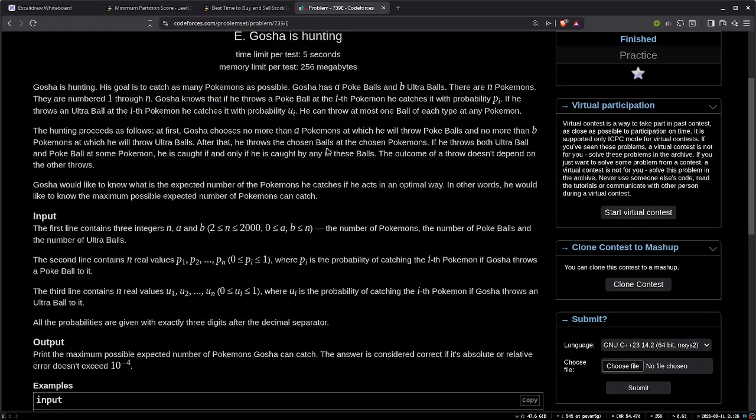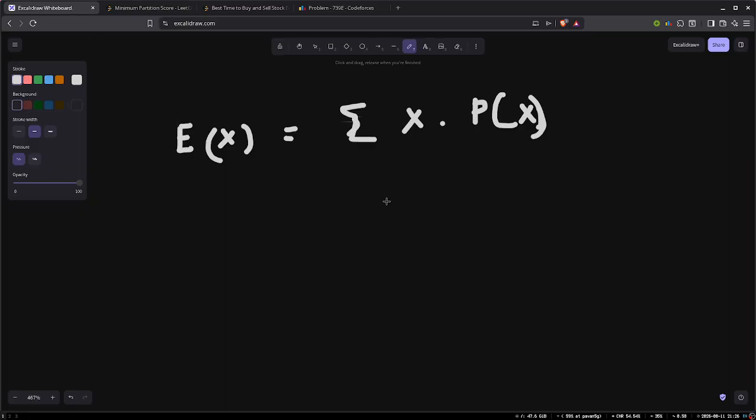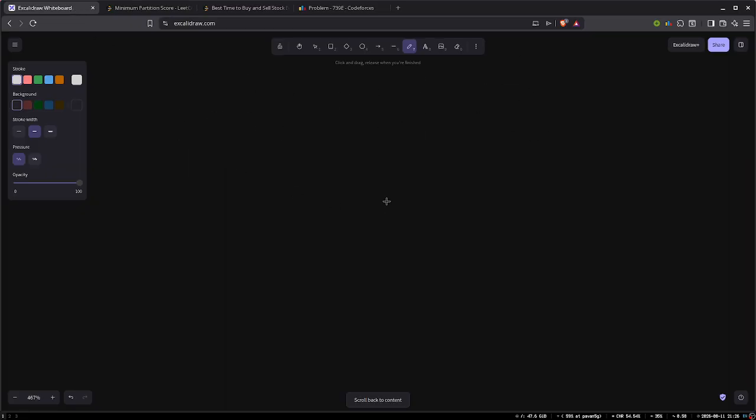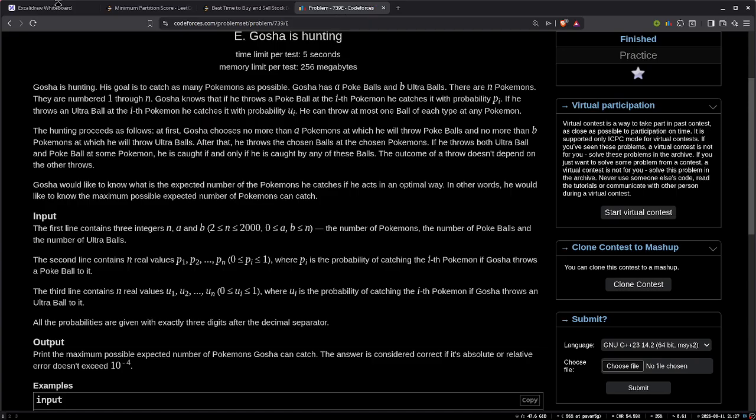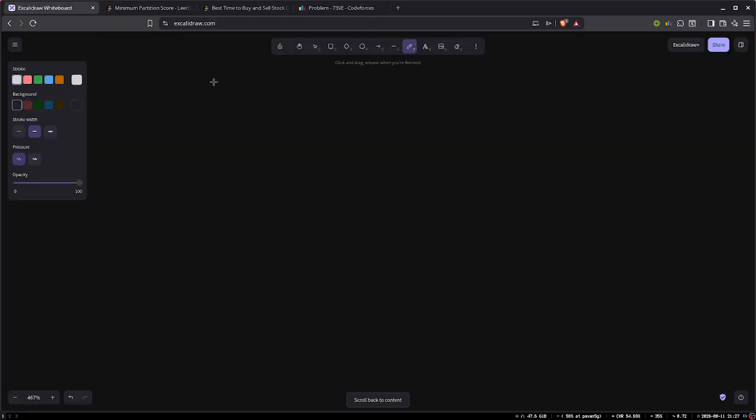Okay, so that was the problem. Now this problem becomes interesting because so far we have seen both problems which have only one counting dimension. In this particular problem we have two counting dimensions. We have to maintain the count inside the recursion for both Pokeballs as well as Ultra Balls.